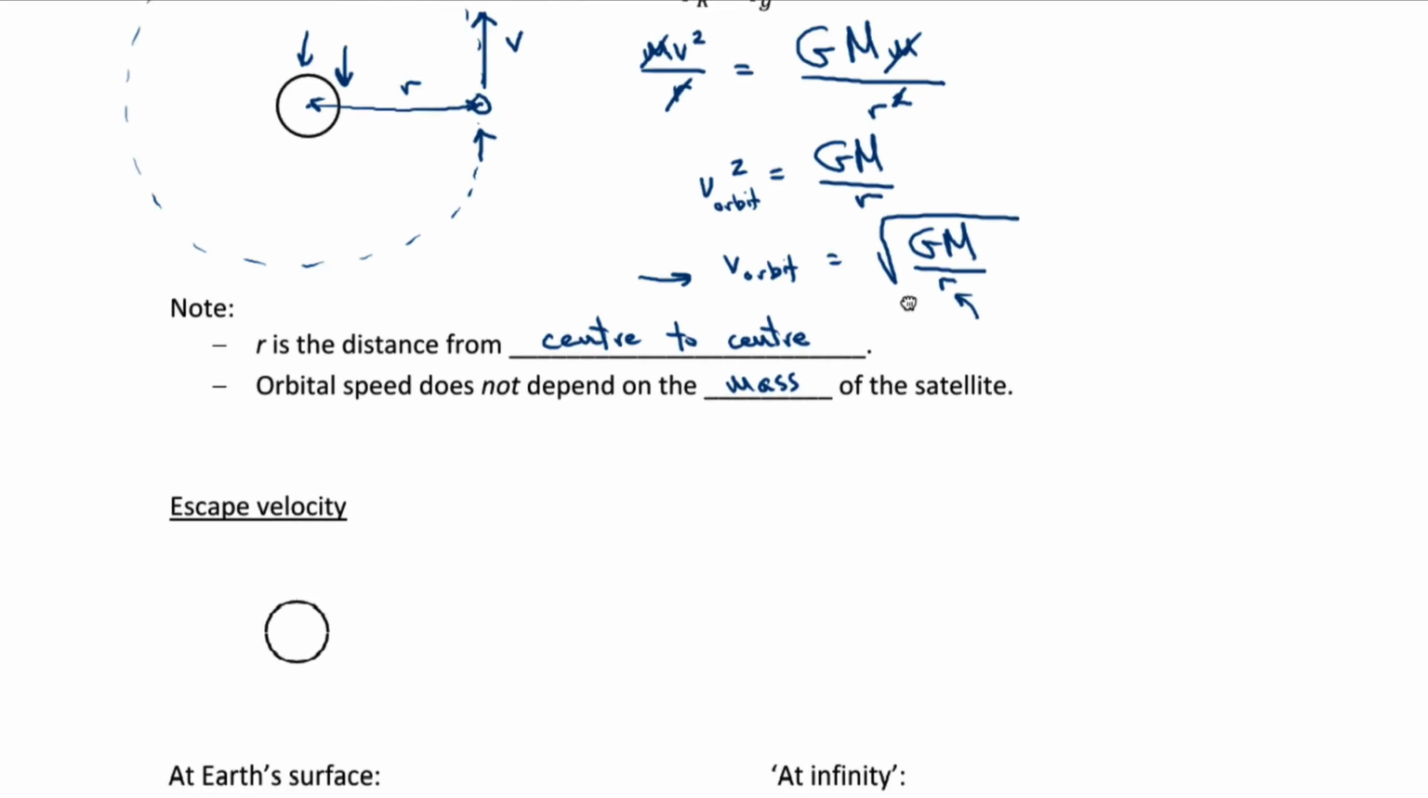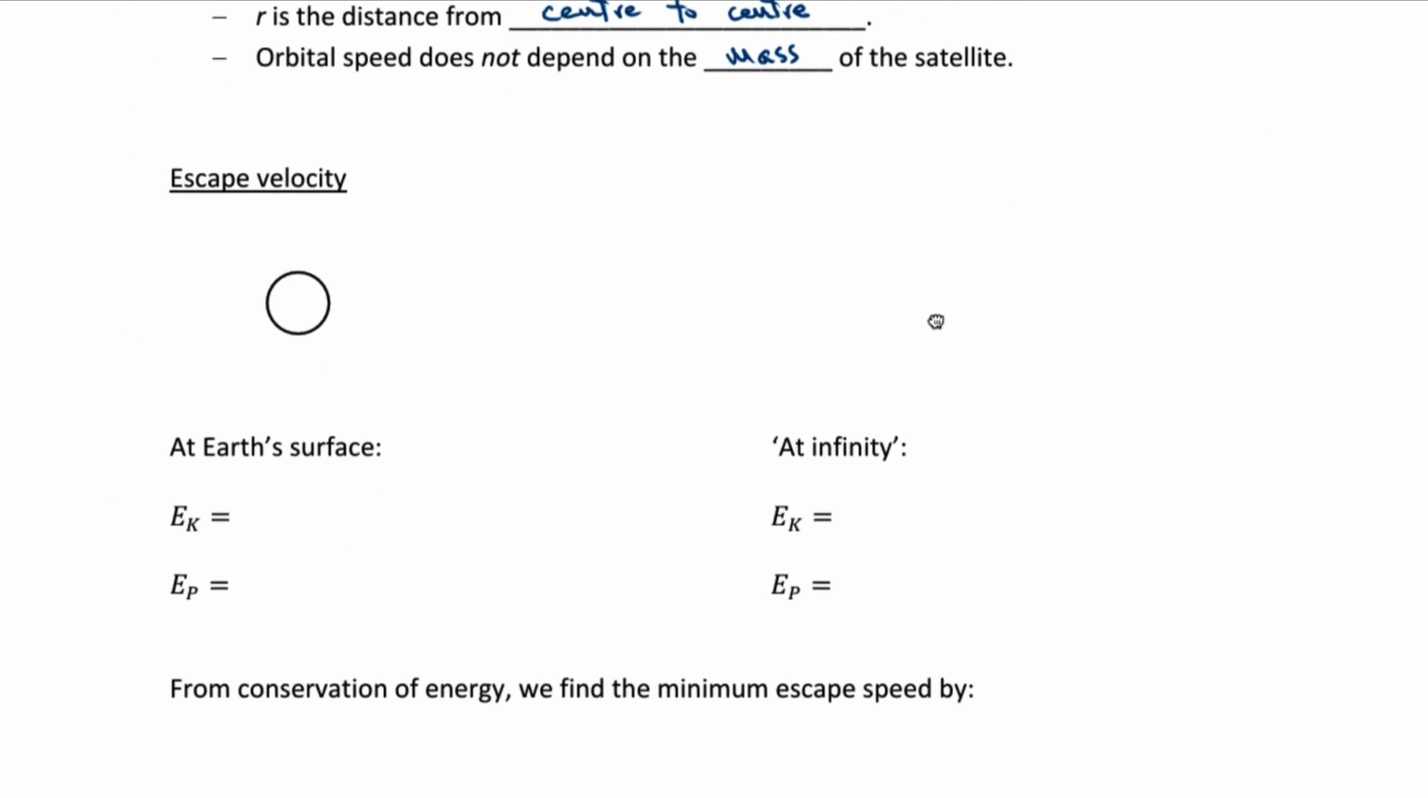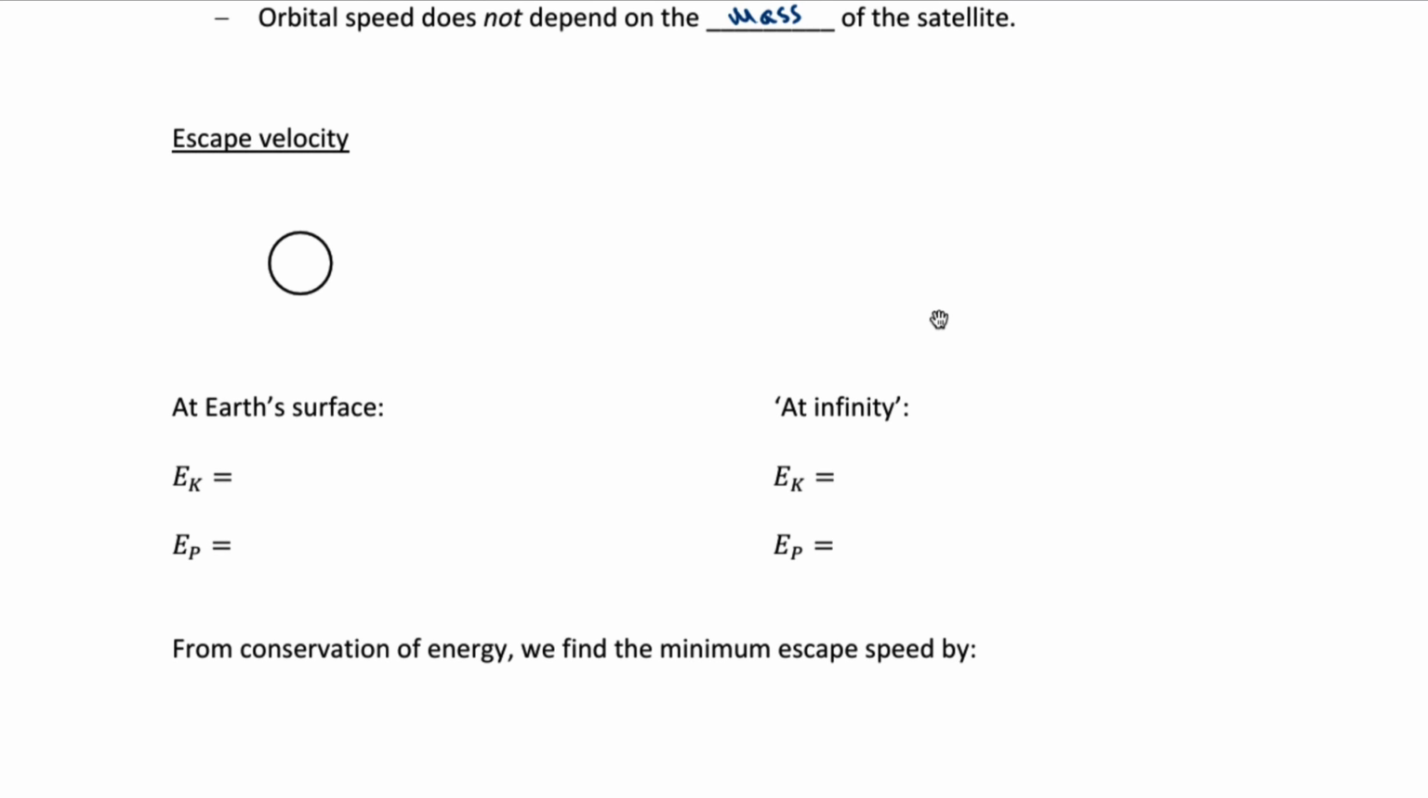Now let's talk about escape velocity. Escape velocity is asking how fast do we need to throw or fling an object so that it leaves Earth and it just never comes back. It doesn't orbit, it just escapes completely. So again, here's the Earth, and I'm going to put, let's say, a baseball here on the surface of the Earth, and we're going to throw that baseball upwards, and we're asking how fast do we need to throw it so that it leaves and never comes back.